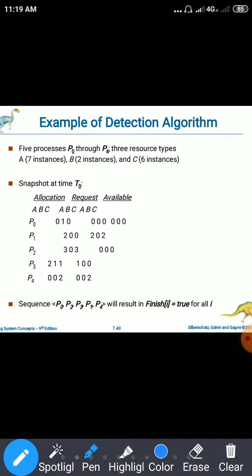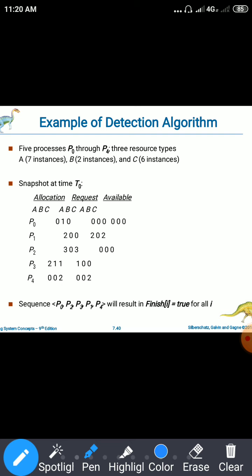See here, the available resources are 0, 0, 0. For the current snapshot, there is no deadlock because all the processes will complete their execution, because the need of P0 is 0 0 0. Similarly, the need of P2 is 0 0 0. So initially P0 will complete, after that P2 will complete, and next P3, P1, P4 will complete their execution, and the system will be in the safe state or no deadlock will occur.